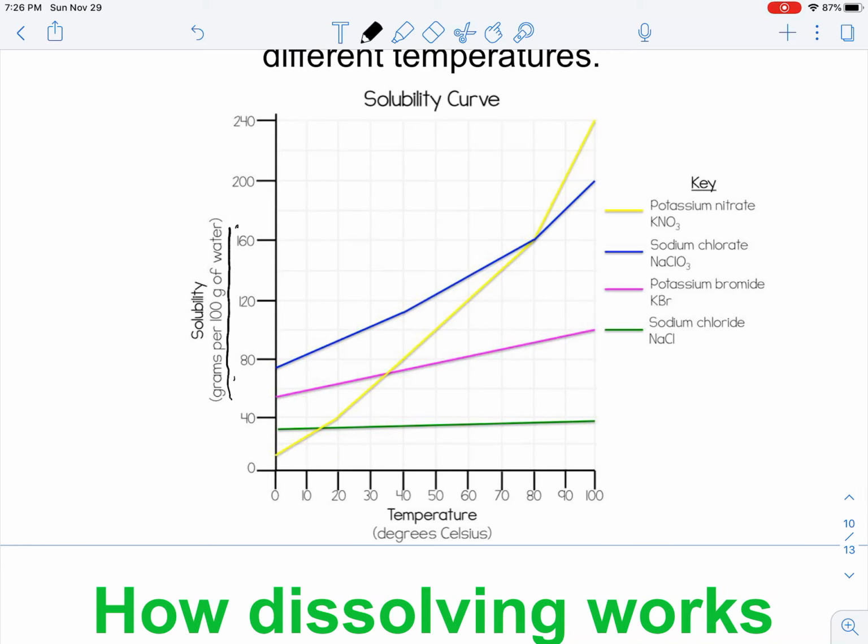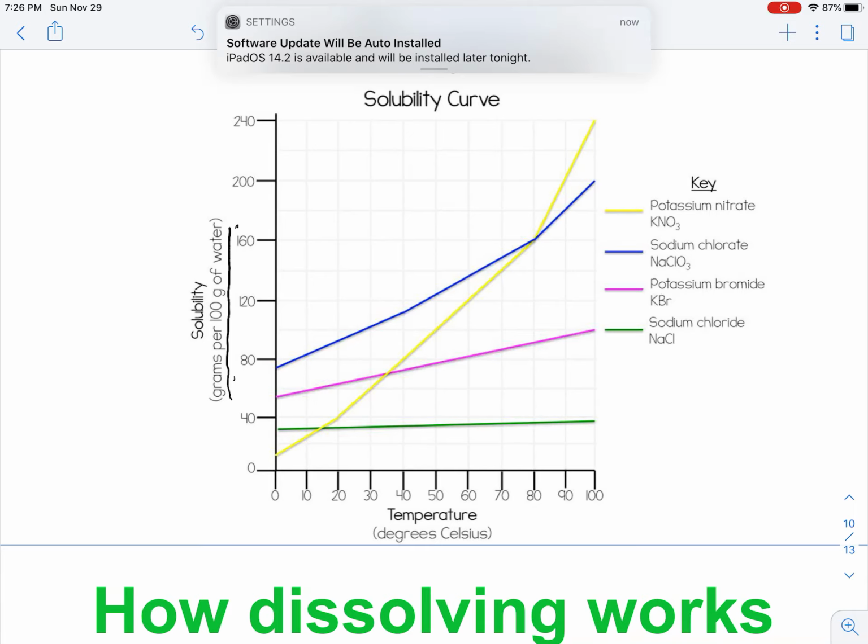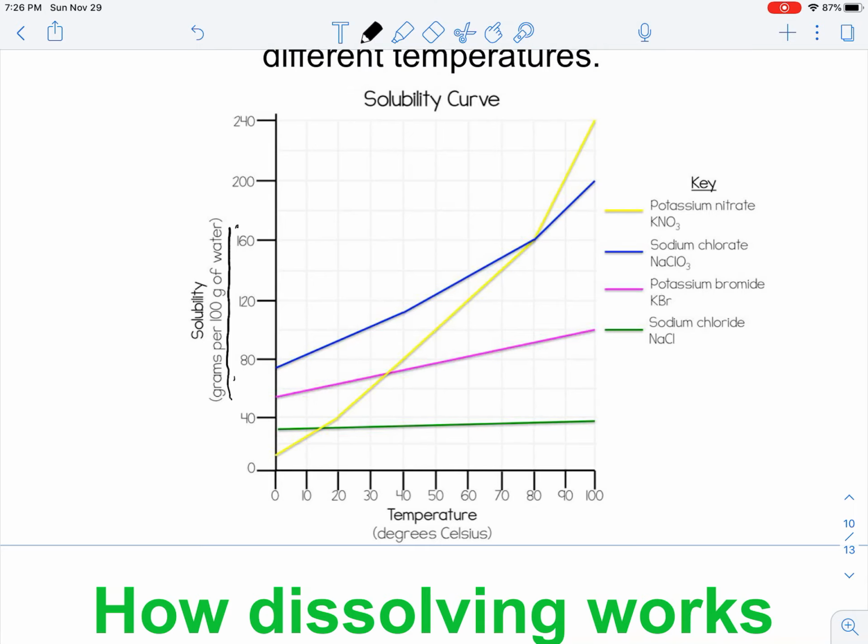So the green line is NaCl, sodium chloride. Notice that the solubility does not change as you increase the temperature. It pretty much stays the same. Now I guess it is increasing just a little bit. But basically, if you just look at this, you can put about 35 grams of salt in 100 grams of water, pretty much at any temperature. It does increase just a little bit, but it doesn't increase a whole lot.